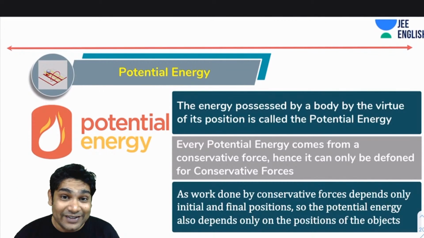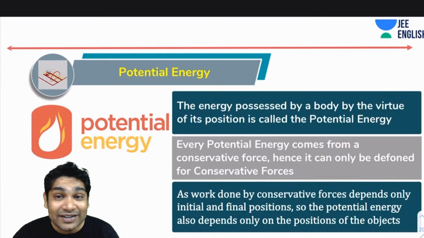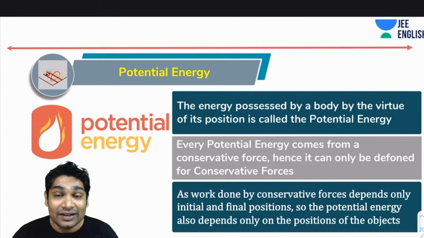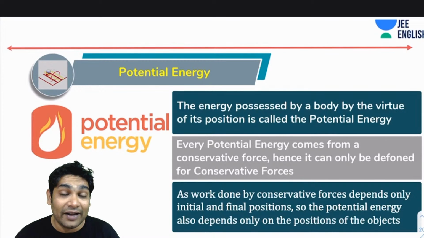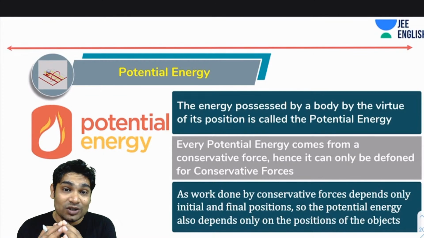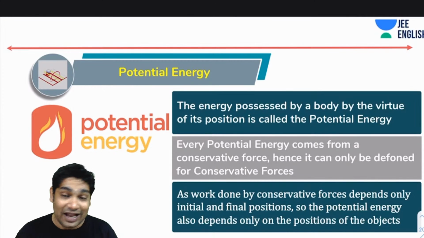So remember the definition, how we define potential energy. Potential energy was defined as the energy possessed by a body by virtue of its position. Why position? It is a function of position, okay? And that is what we call potential energy. Every potential energy comes from a conservative force only. So the potential energy is the energy that the conservative force has stored, or the potential of work that a conservative force has to be able to do work on the body.